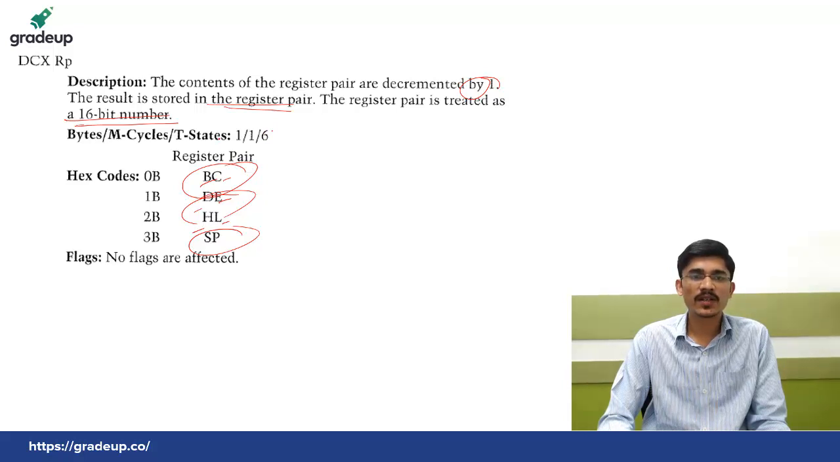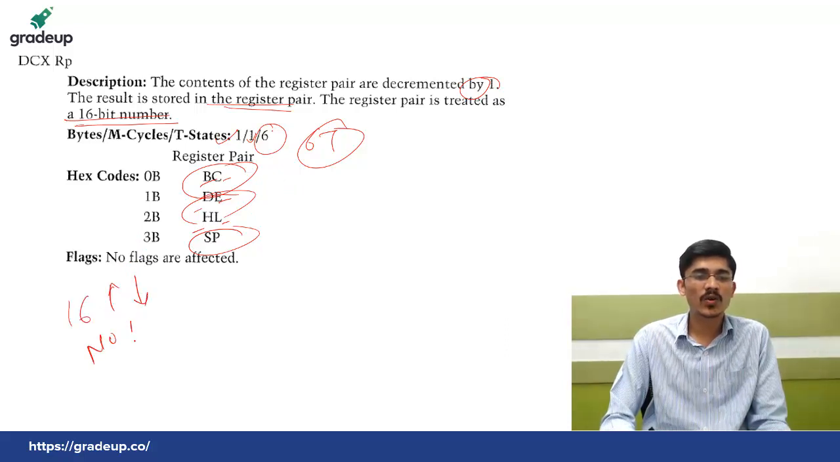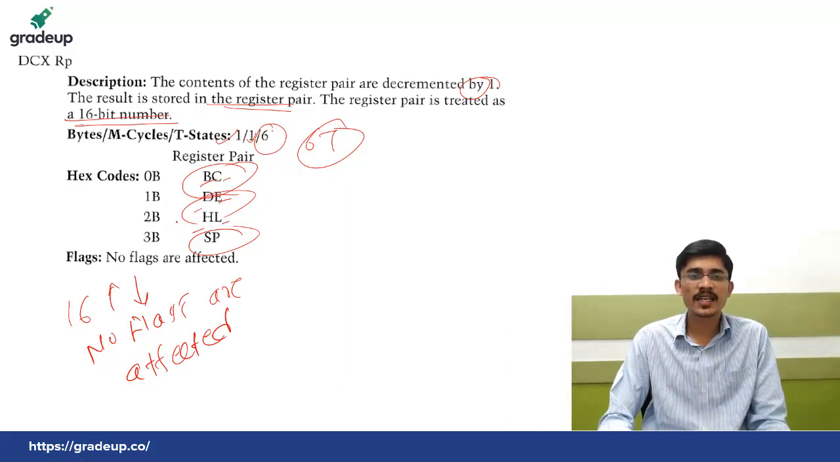This requires only 1 byte in the memory. It requires only one machine cycle, which is opcode fetch, and it requires 6 states for the opcode fetch. And as I have explained, for 16-bit addition or subtraction, no flags are affected. So be alert about these INX and DCX instructions: no flags are affected.